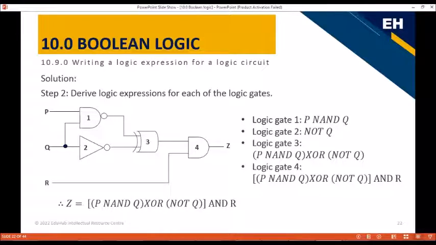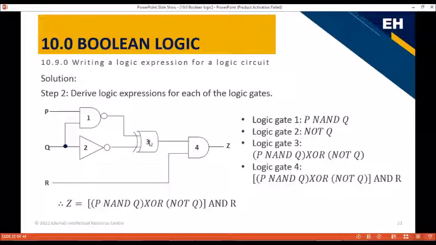Okay. The logic gate 1, which is the NAND logic gate, has P NAND Q. As you can see, Q is going into the NAND gate together with P. So we have P NAND Q. The second one is a unary logic gate, which is a NOT. So it becomes NOT Q, as you can see.